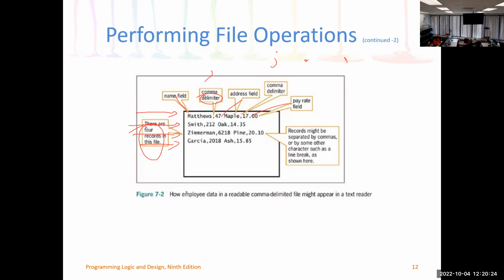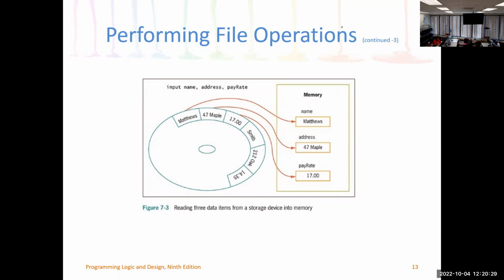So we see, if you want to read the three data items from the storage here, that is the way you store it in permanent storage. Now, if you want to read it, accept it into the memory, input, that means take it out. What's the name? What's the address? What's the pay rate? So print it out: Matthew, 47 Maple, and 17. And of course, if you want to move to the next one, you have to do the input again, moving to the next record, and so on.